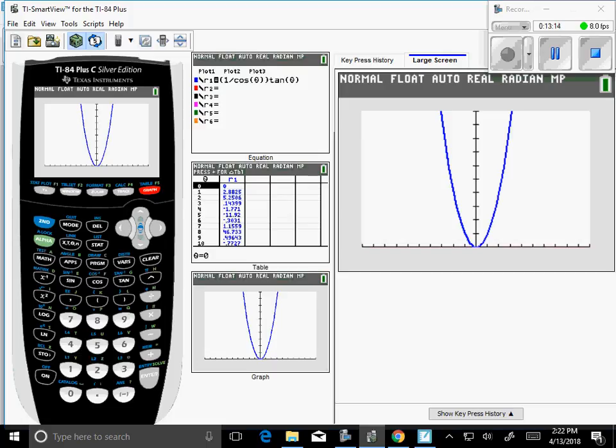So two functions can graph that. Here are the two functions. Y equals x squared, and r equals secant theta tangent theta. So your independent variable here is x, and it spits out a y, right? So if I go 1, it spits out a 1. Right? You with me? If I go 2, it spits out a 4.